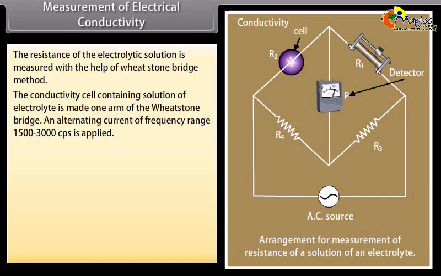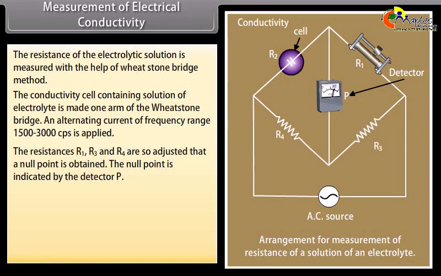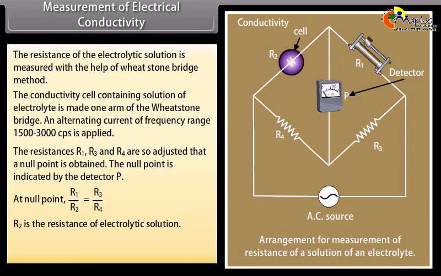near the electrodes, resulting in polarization effects. The resistances R1, R3 and R4 are so adjusted that a null point is obtained. The null point is indicated by the detector P. At the null point, R1 upon R2 is equal to R3 upon R4. R2 is the resistance of the electrolytic solution.